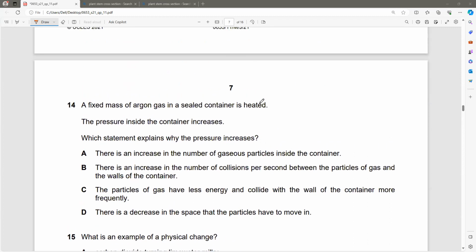Next, a fixed mass of argon gas in a sealed container is heated. The pressure inside the container increases. Which statement explains why the pressure increases? That is what they are asking. So it is related to ideal gas. We all know argon is a noble gas, or we can say it is an ideal gas. Now, if you keep it inside a closed container and start heating, the pressure is increasing. So what is the reason? Anybody?